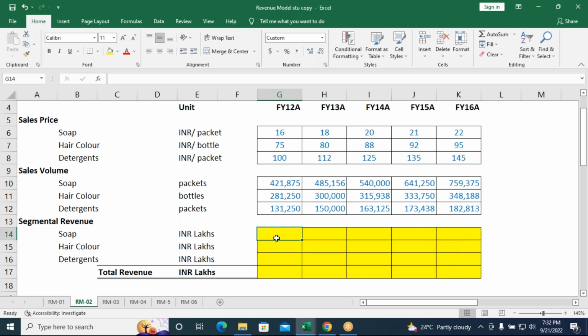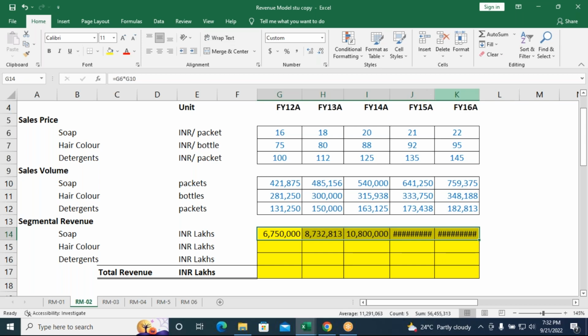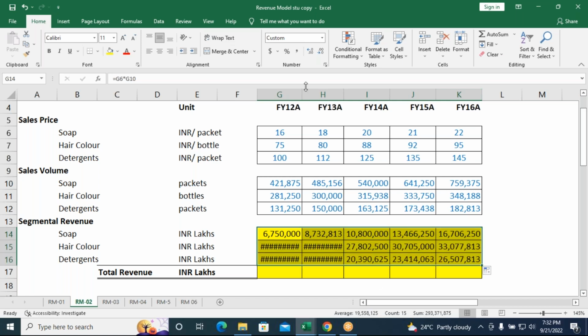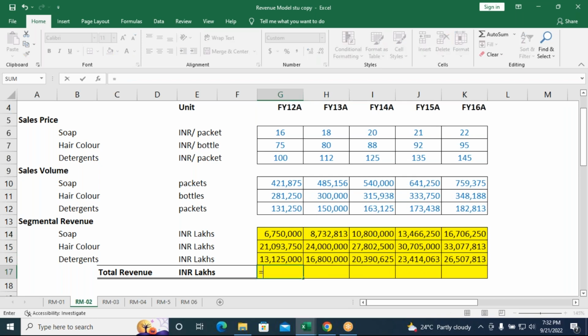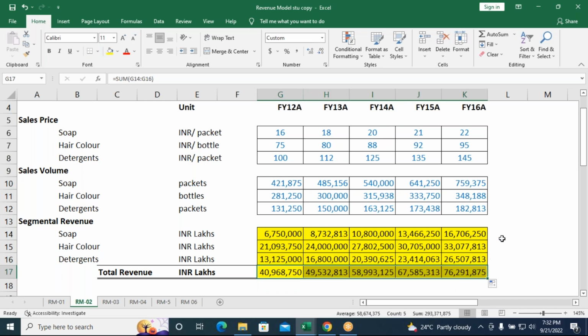So simultaneously, I will also do the calculation is equal to 16 into, so is equal to sum of, close the parenthesis, enter.